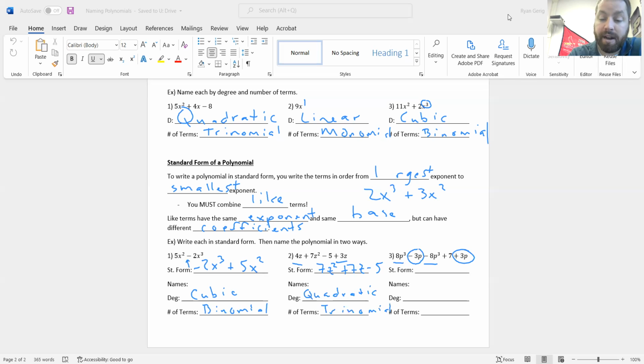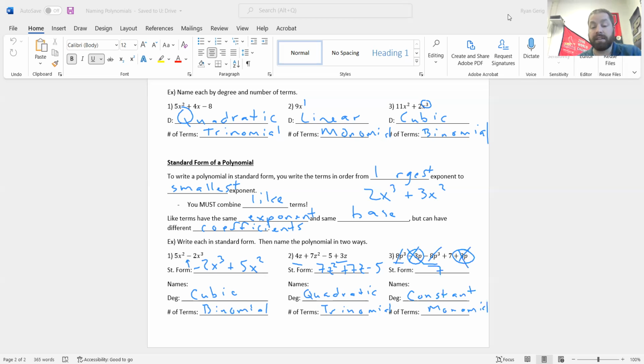Well, 8p to the third and negative 8p to the third makes 0p to the thirds. So those actually just cancel out. Negative 3p and 3p also cancel out. And all I'm left with is 7. So in standard form, this one is 7. The degree on this one, there's no variable, so it's a constant. And there's only one term, so it is a monomial.